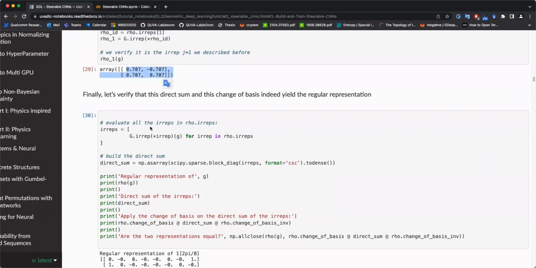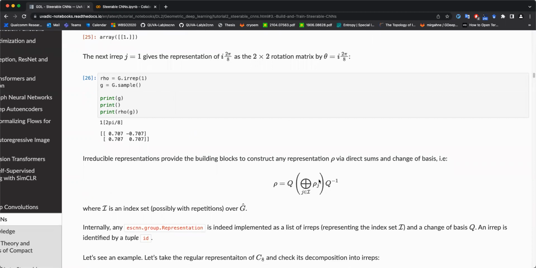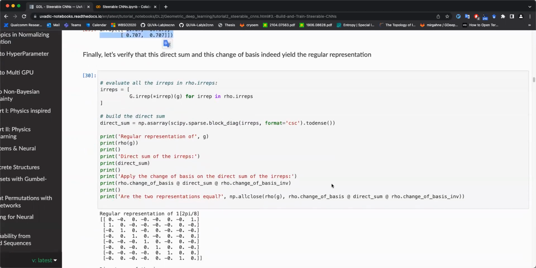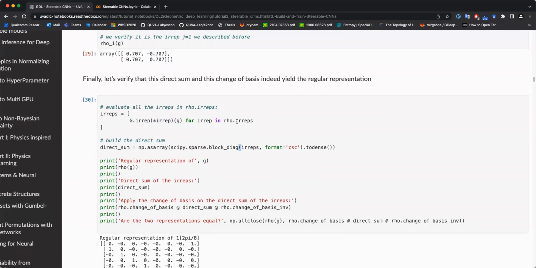We can now try to manually construct the regular representation using this equation, by stacking all the irreps and applying the change of basis. This is pretty much what we do here. For each irrep in the regular representation, we instantiate the irrep and evaluate it on one specific group element. Then we use SciPy to build this block diagonal matrix. It's a nice, convenient way to build, in a sparse way, this big matrix which contains all the irreps on the diagonal.